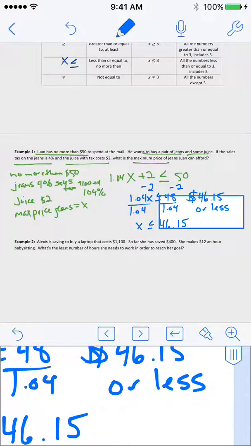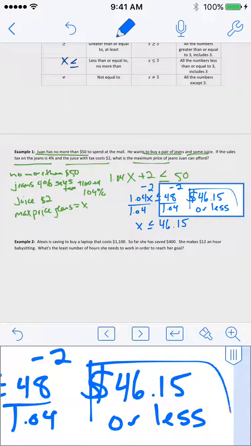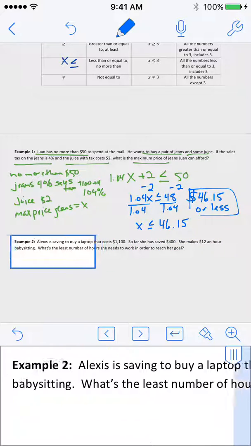If it's $46.15, then he's spent exactly 50. That's cool. But if it's anything less than that, he can still buy them. If it's anything more than that, he can't buy them, right? So at most $46.15 is another way to see that, or $46.15 or less. And that's an inequality. Let's go try another one.